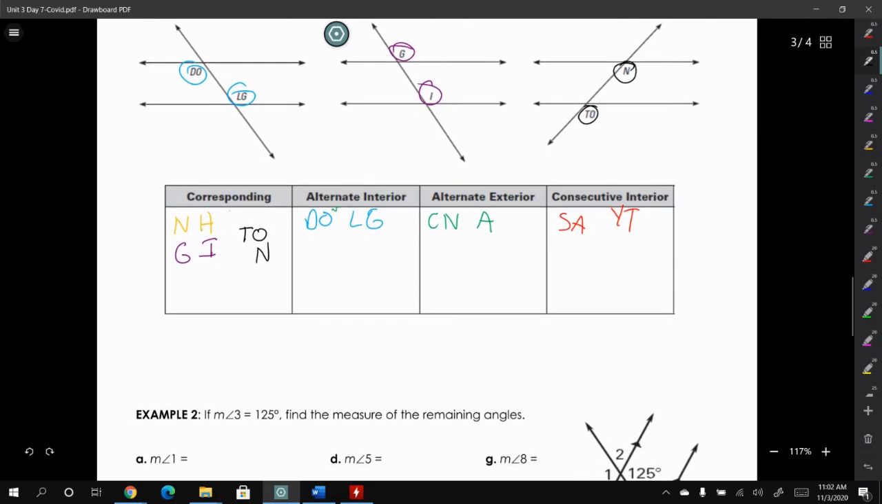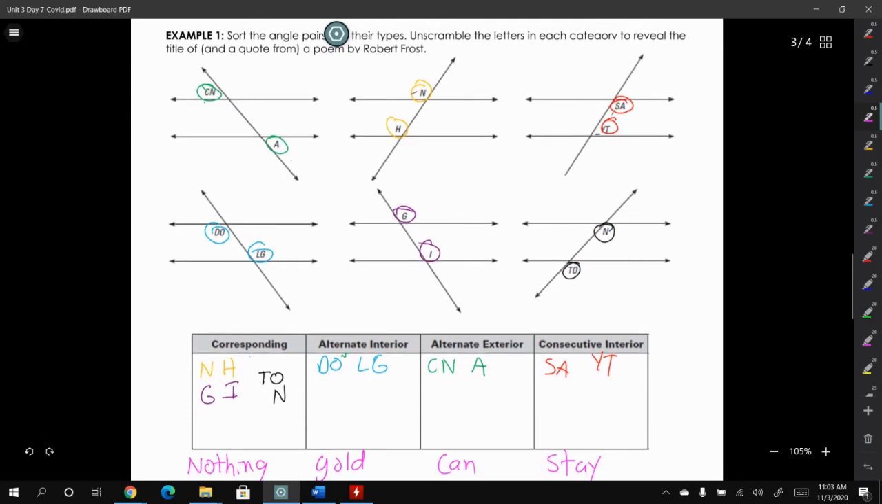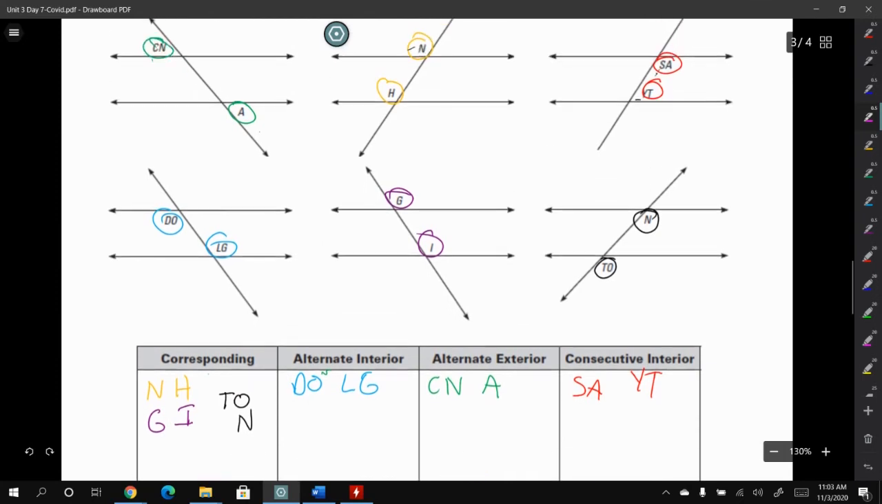So we can unscramble this and say, okay, NOT and then GINH can be written as nothing if you rearrange that. And then DOLG, gold. These three letters can be rewritten as can, and then stay. So nothing gold can stay is what that would be like unscrambled. So if you weren't able to unscramble those, that's fine. I'm more concerned, were you able to recognize these angle relationships?